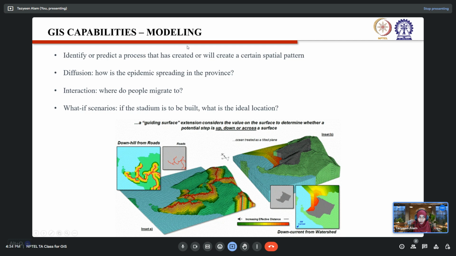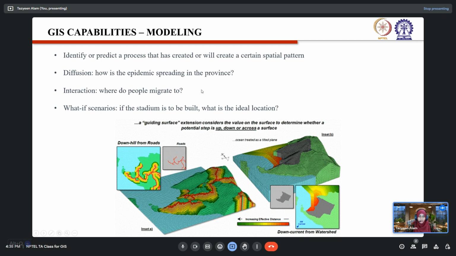Next, we are talking about modeling. This is your fifth feature. Here we are trying to identify or predict a process that has created or will create a certain spatial pattern. In this we are talking about diffusion and interaction. Diffusion takes care of how an epidemic is spreading in the province. If you use the diffusion feature, you can find out how a specific activity is spreading or evolving in a specific region or location given the boundary.